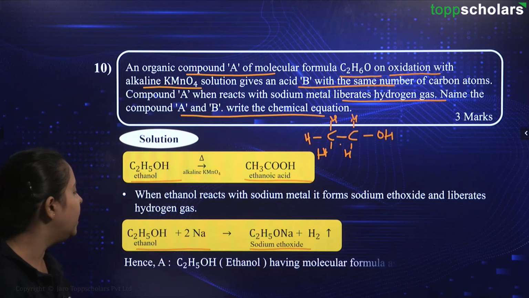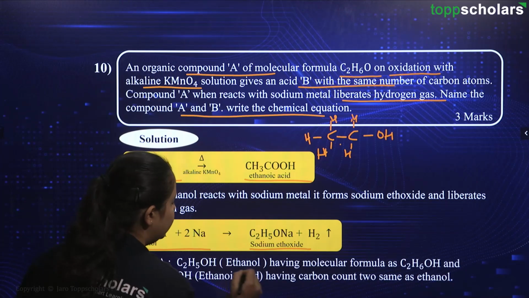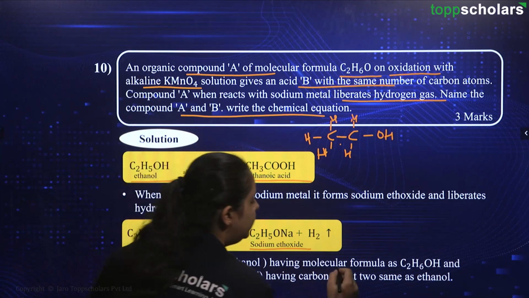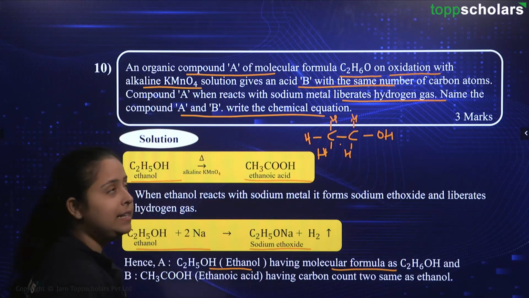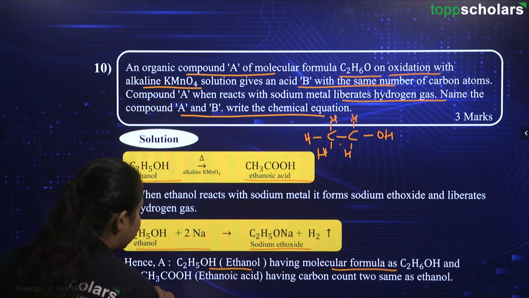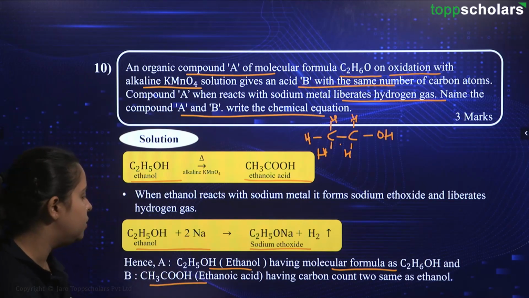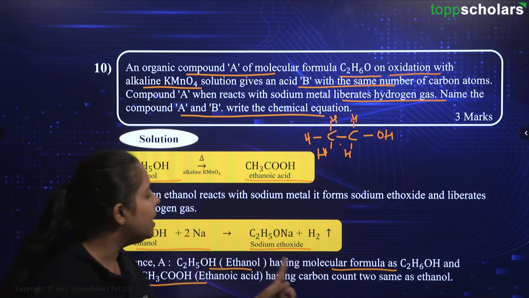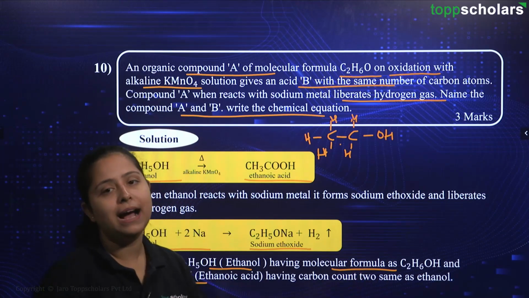Now, having a conclusion for the question, A is ethanol, as we have already mentioned, with the molecular formula C2H5OH, okay, and B is CH3COOH, which is the ethanoic acid, having carbon count 2, which is the same as ethanol, okay.